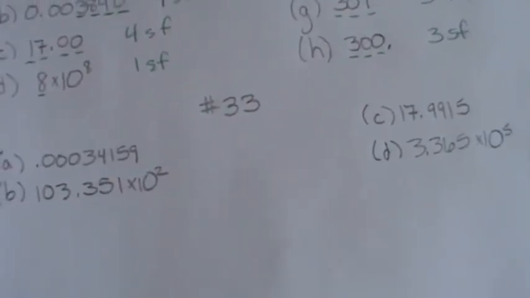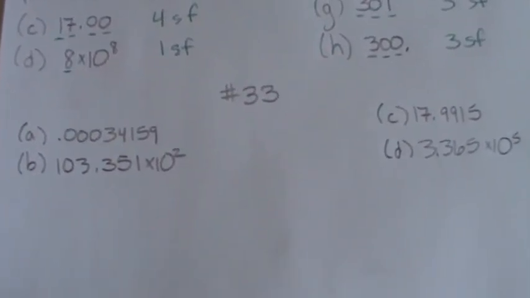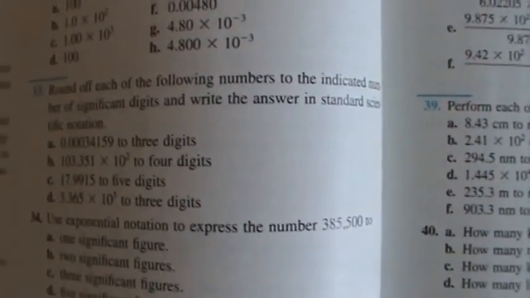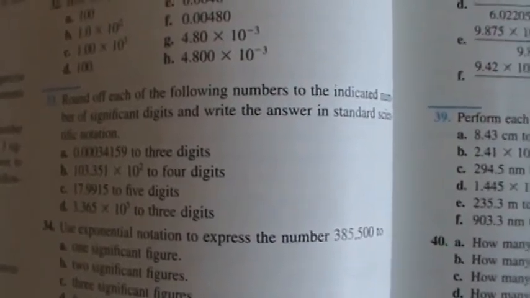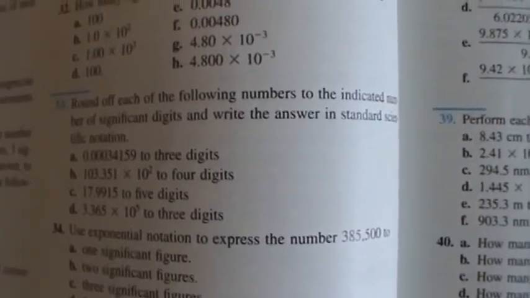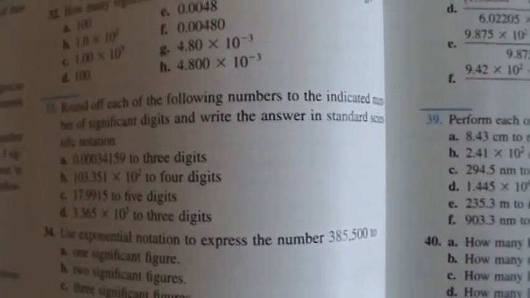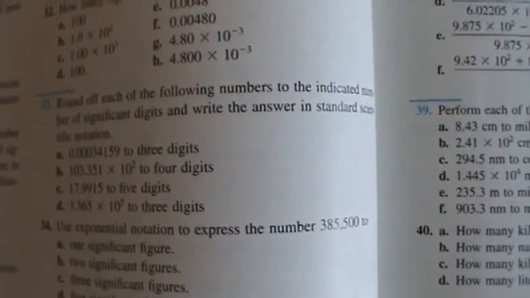Now we're going to move right on to problem number 33, because it's really just a continuation of this problem. If we look up here, it asks us to round these to a certain number of digits based on what our answer might be. They also want us to write the answer in standard scientific notation.